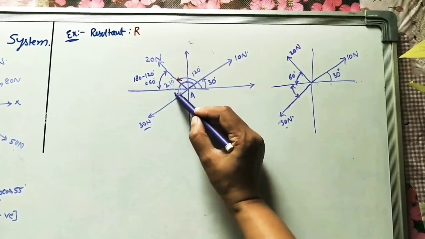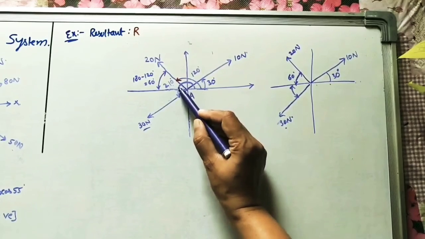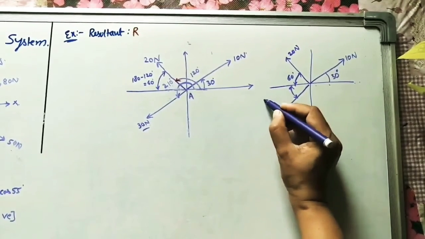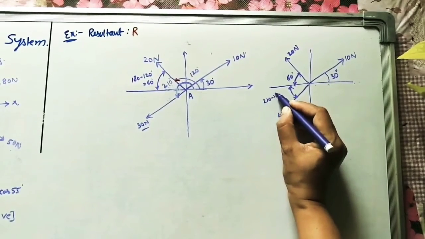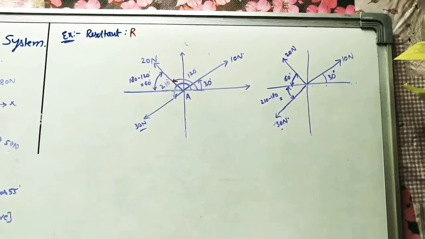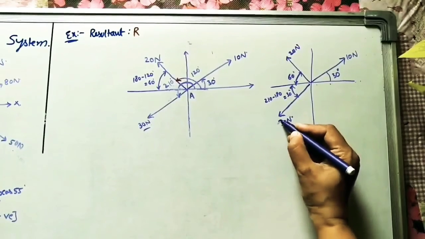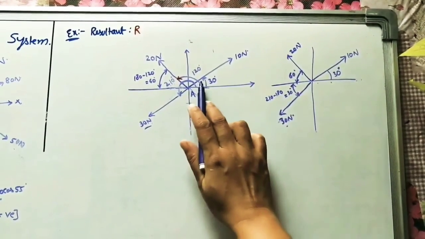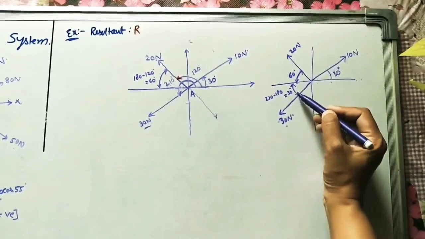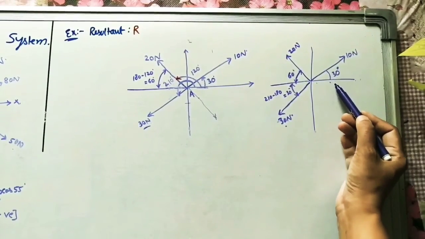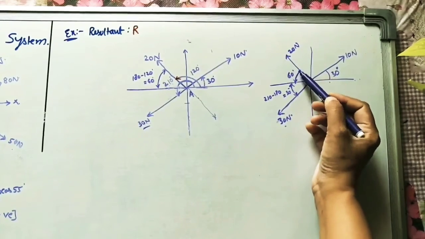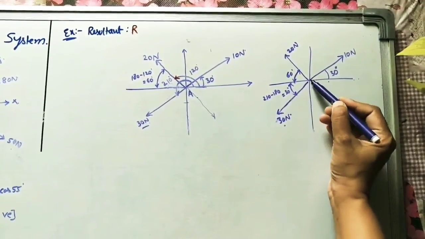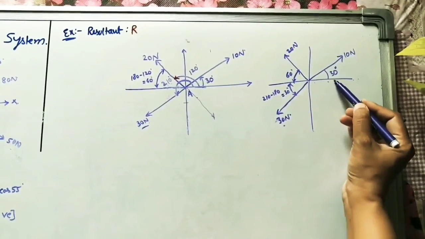Now we have to take this angle. So how to get it? 210 minus 180. This angle is 180, so 210 minus 180 is equal to 30 degrees. Okay, so this is the given diagram. What we did means we are taking the horizontal angles. If it is in the first quadrant, we take this horizontal angle. If it is in the second quadrant, this angle. If it is in the third one, we have to take this angle. If the given force is here, take this angle.